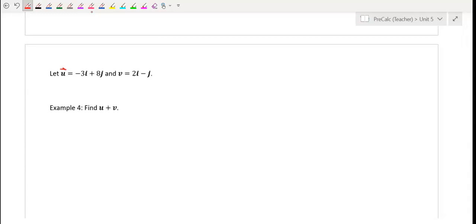All right, so what we're going to go ahead and do is u plus v. So I'm going to take u, which is -3i plus 8j, and we're going to add v, which is 2i minus j. Remember, when I don't have a coefficient, the coefficient actually is just 1. So if you need to write it, write it. If you don't feel compelled to write it, then you're perfectly fine with that.